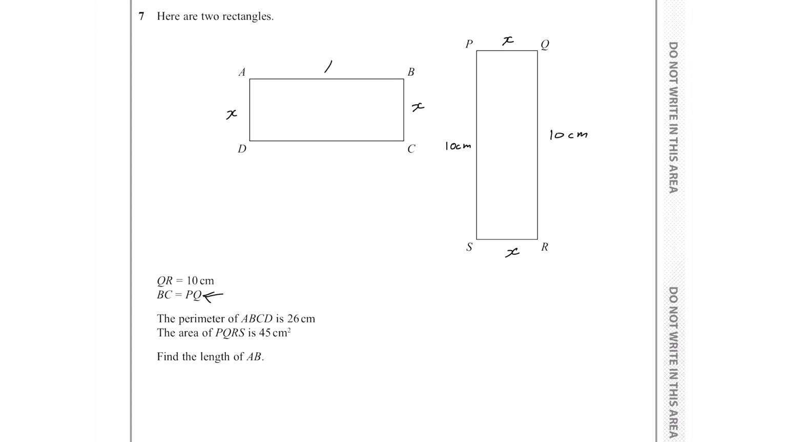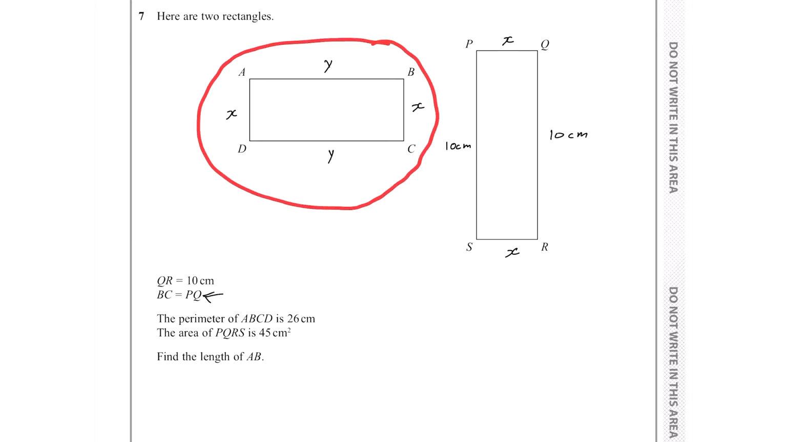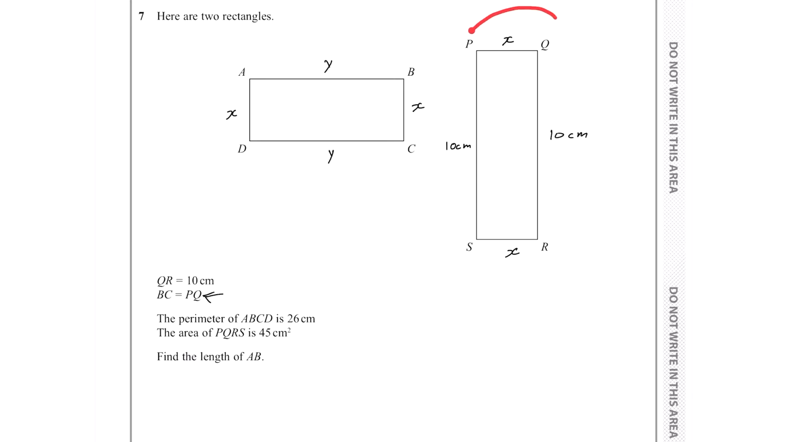So what it wants us to find is this length here, which I'll label as Y. And since it's a rectangle, both sides are the same. Now, we don't know anything about this triangle here. We just know it's X and Y on one side, whereas with this rectangle, we do know that this is 10. We do have one value, so we're going to start off with this one here.